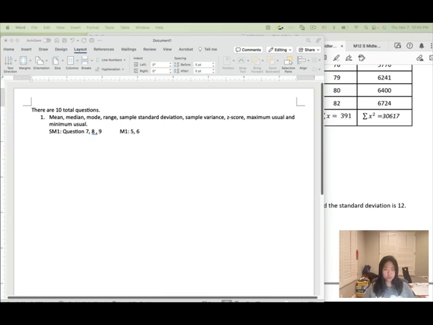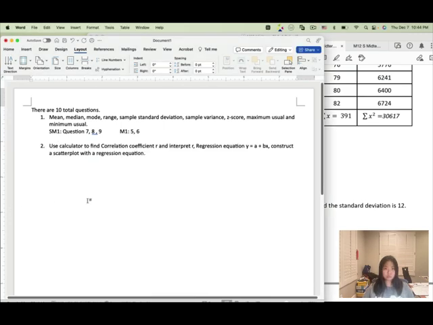Okay, then question 2. You need to know how to use your calculator to find the correlation coefficient r, and you need to know how to interpret the r, and find the regression equation. Okay, keep in mind, the regression equation is going to be in this format, y equal to a plus bx. And then use your calculator to construct a scatter plot with a regression equation.